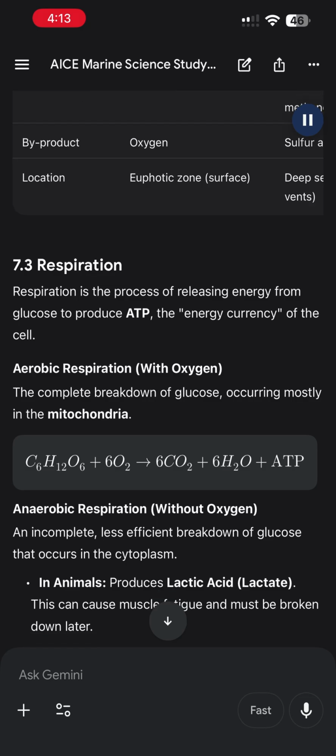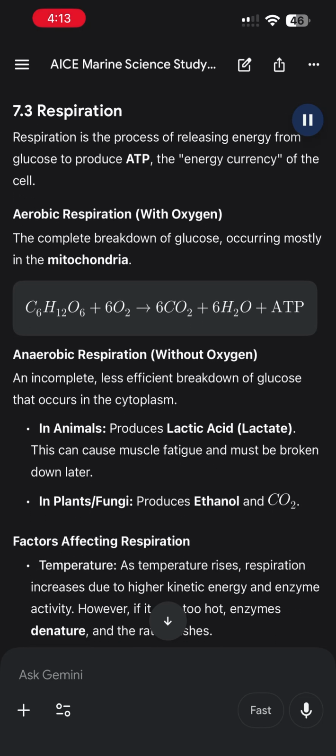7.3 Respiration. Respiration is the process of releasing energy from glucose to produce ATP, the energy currency of the cell. Aerobic respiration, with oxygen: the complete breakdown of glucose, occurring mostly in the mitochondria. Anaerobic respiration, without oxygen: an incomplete, less efficient breakdown of glucose that occurs in the cytoplasm.